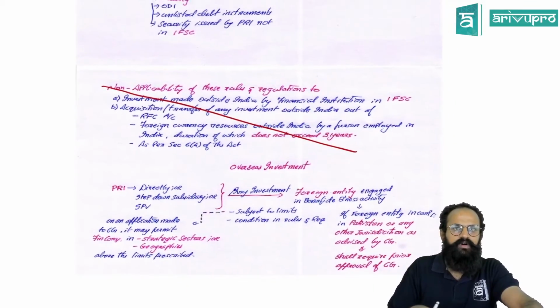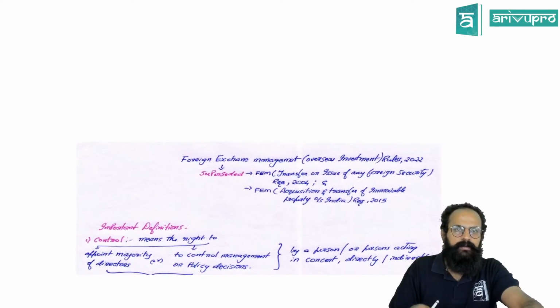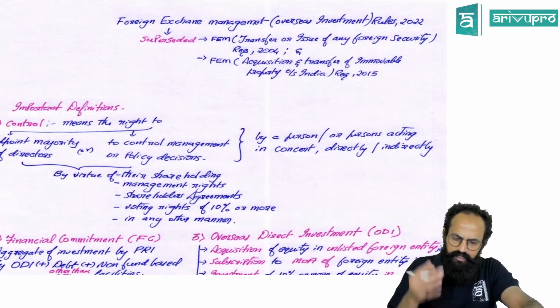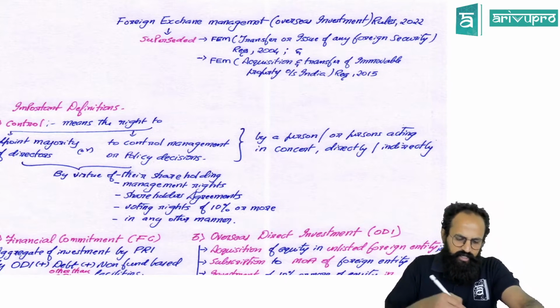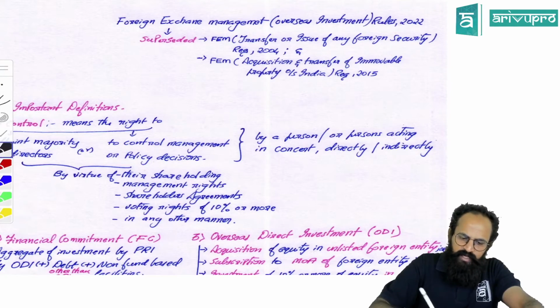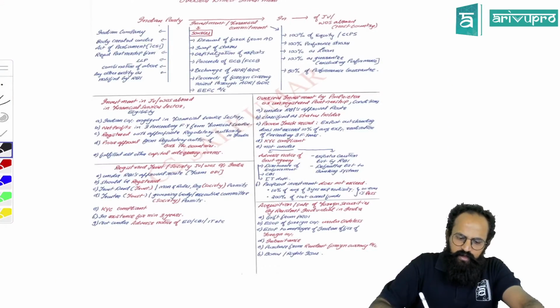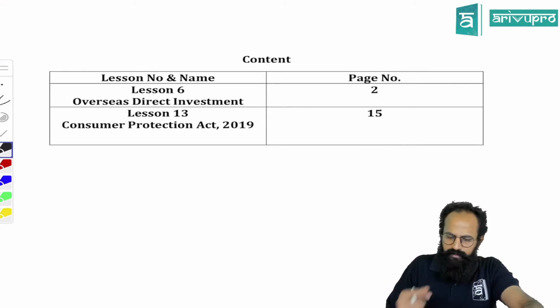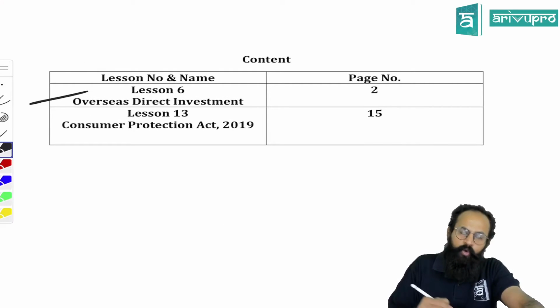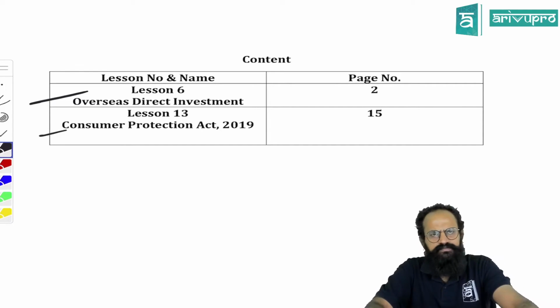Okay, yes, people. So let us start your amendment part. What has been amended in EBCL, people? There are amendments in two chapters. One is in ODI, chapter 6, and the next one is in the Consumer Protection Act.